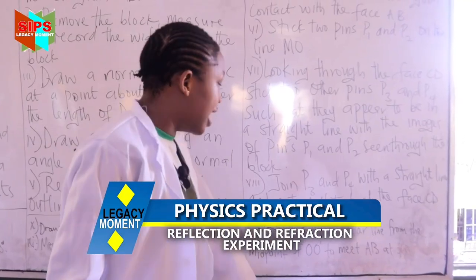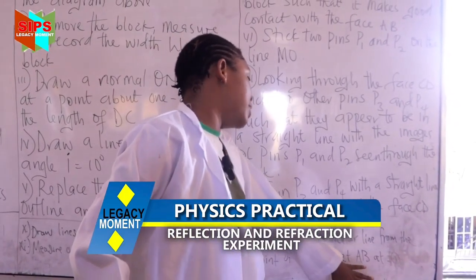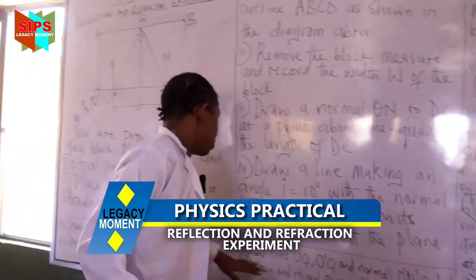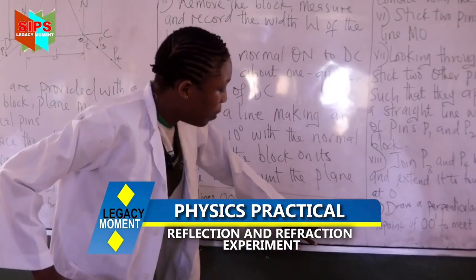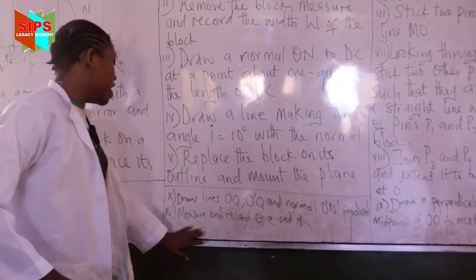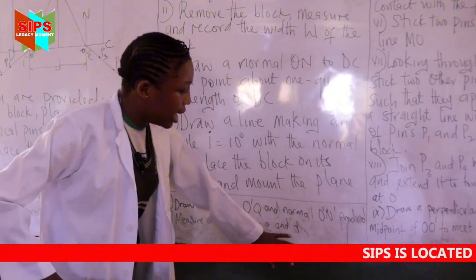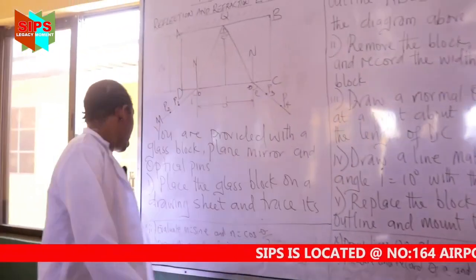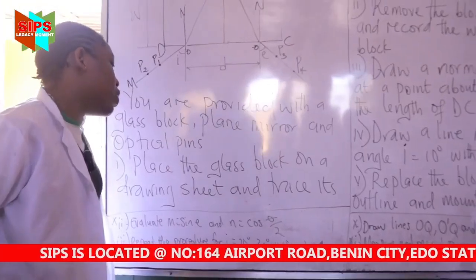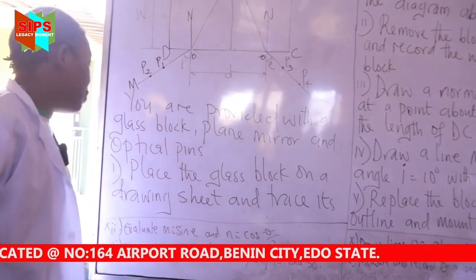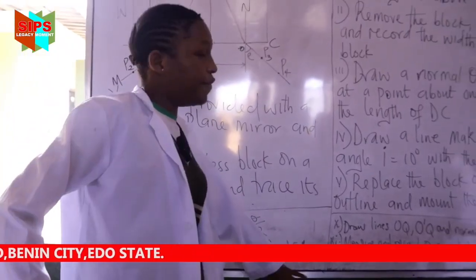Draw a perpendicular line from the midpoint of O and O prime to meet AB at Q. Draw lines OQ and O prime Q and normal O prime and N prime produced. Measure and record theta, E and D as seen in the diagram. Evaluate M is equals to sine E and N is equals to cos theta over 2. Repeat the procedures for I is equals to 20 degrees, 30 degrees, 40 degrees and 50 degrees.